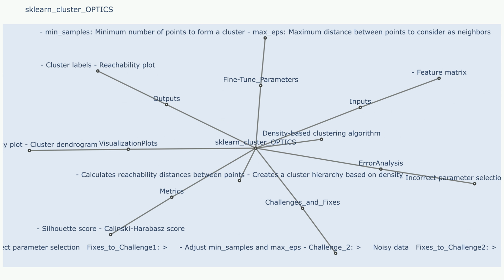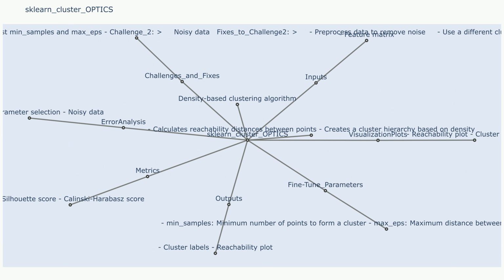-1 indicates noise points. Reachability plot: a 2D array containing reachability distances for each data point. This plot helps visualize the clusters and their hierarchy. Ordering: a 1D array containing the order in which the data points were processed by OPTICS.